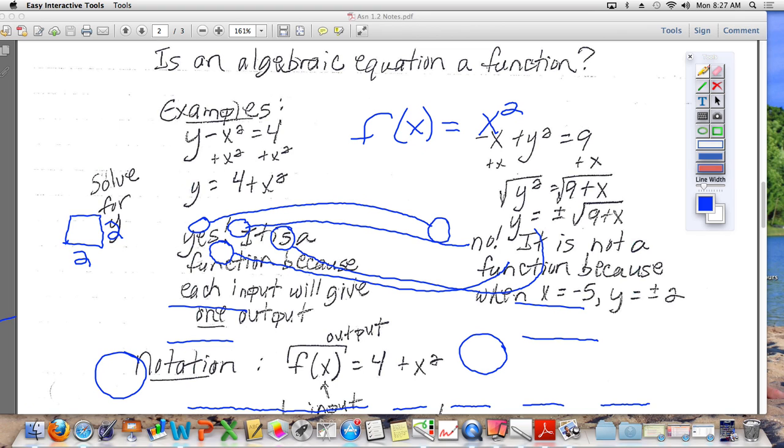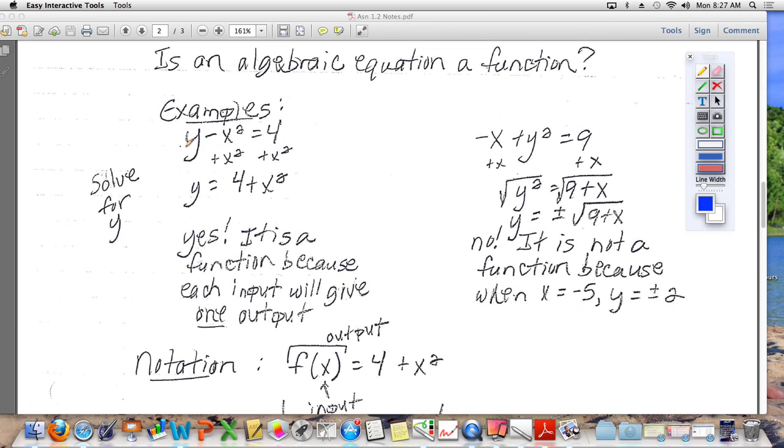So when I solve for y here in y minus x squared equals 4, I solve for y by adding x squared to each side. When I add x squared to each side, it leaves me with y equals 4 plus x squared. So, is this a function? Obviously, I have the answer written right here. Yes, it is a function. We've got to talk about why it is a function.